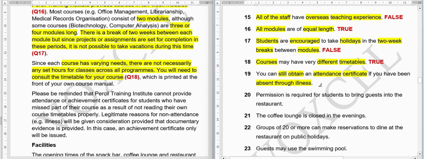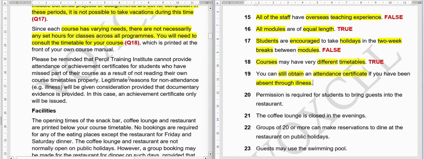But if that is not the case, meaning even if you were ill and you haven't attended those classes, you will not be getting an attendance certificate, then the answer will be false. But if we don't know whether you will get your certificate or not, the answer will be not given. Okay, let's read the information further.